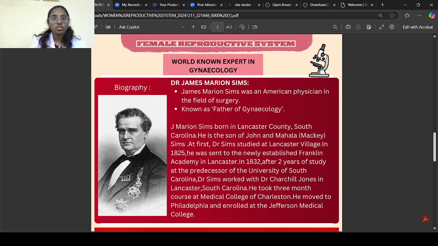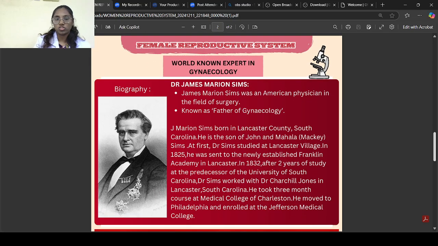Okay, the world-known expert in gynecology is Dr. James Marion Sims. James Marion Sims was an American physician in the field of surgery. He's also known as the father of gynecology. So J. Marion Sims was born in Lancaster County, South Carolina. He is the son of John and Mahala Sims.